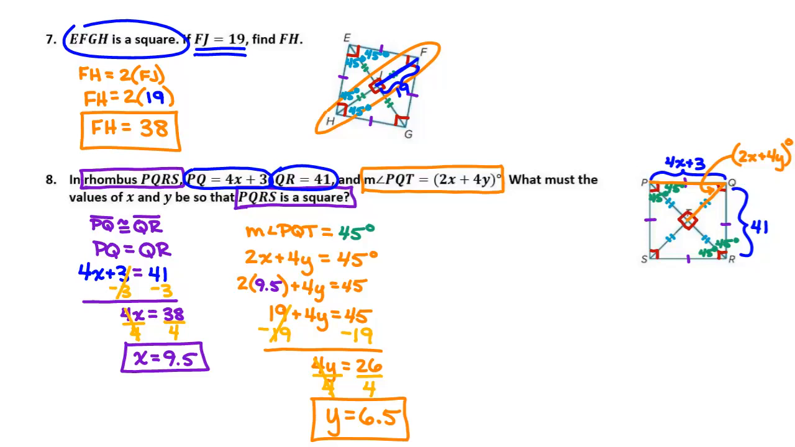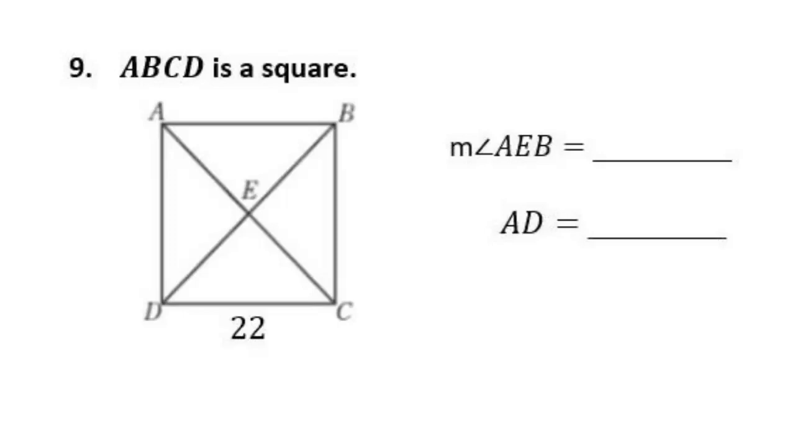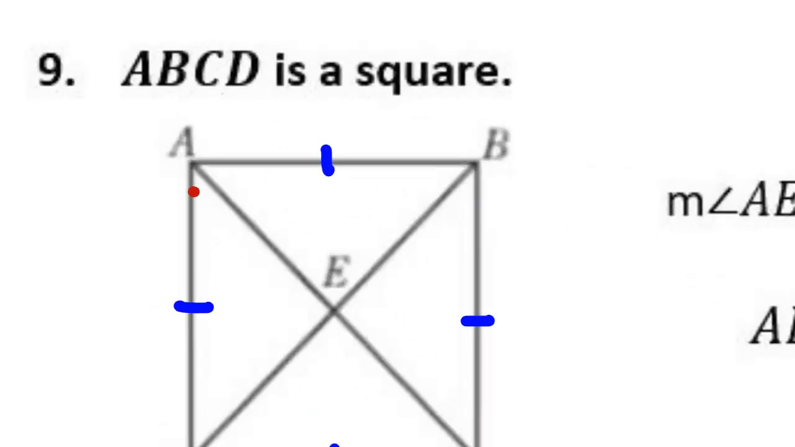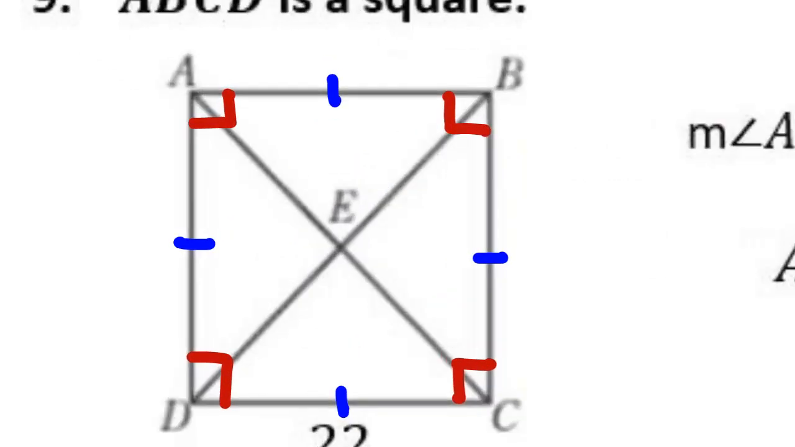All right, we got 2 more problems to go and then we are done. Let's look at number 9 next. What does it tell me about the shape in number 9? That is a square. So I'm going to go ahead and mark this up with all the information that we know about squares. What do we know about the 4 sides in squares? They're congruent. What do we know about the 4 corners in squares? They're right angles. So A, B, C, and D are right angles. What do we know about where these diagonals are crossing in the center? They also make right angles. So I have 4 more right angles in here.